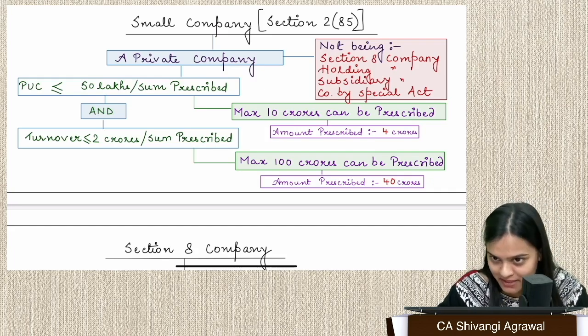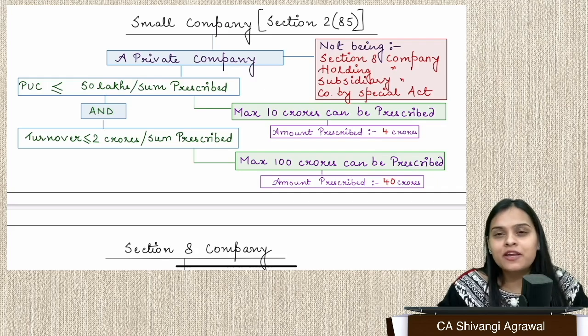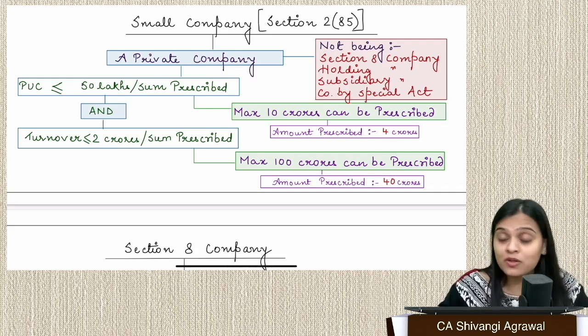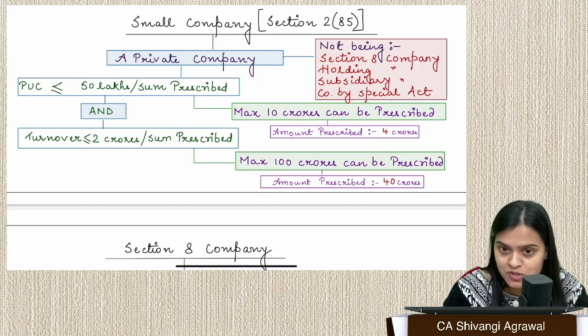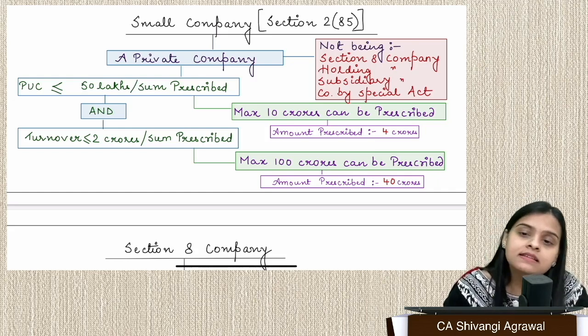A private company. That means a public company can never become a small company, first thing. If you are a Section 8 company, you cannot be classified as a small company. You will not be conferred benefits or exemptions of being a small company. Thereafter, if you're a holding company, if you're a subsidiary company, or if you're a company which is governed by some special act, like banking company, then also you're not a small company.